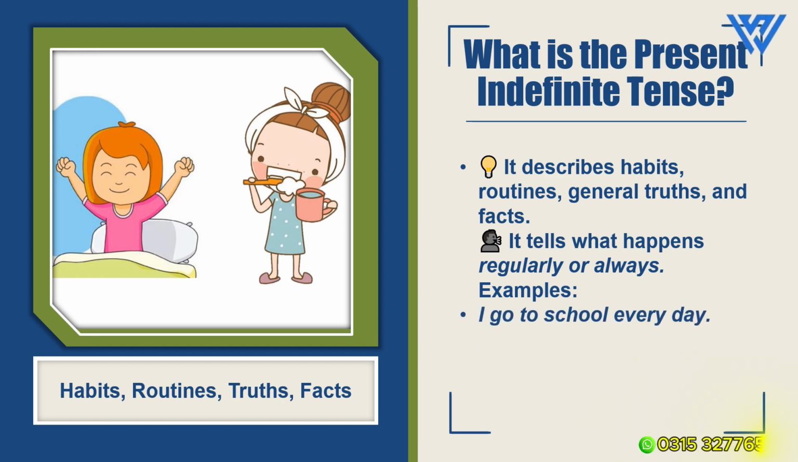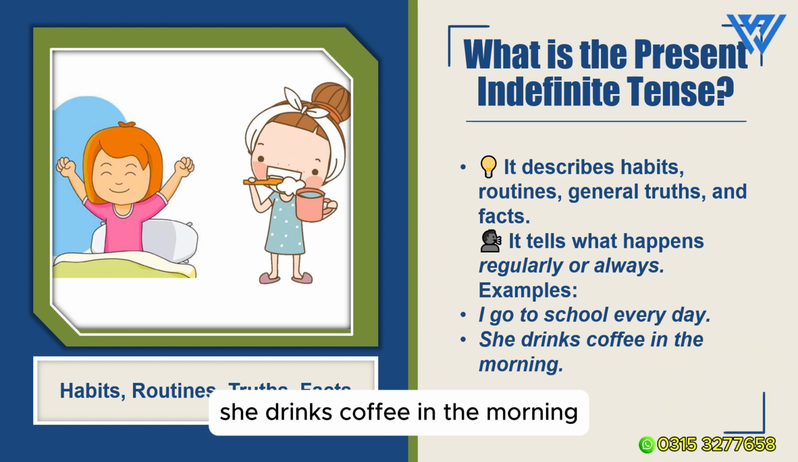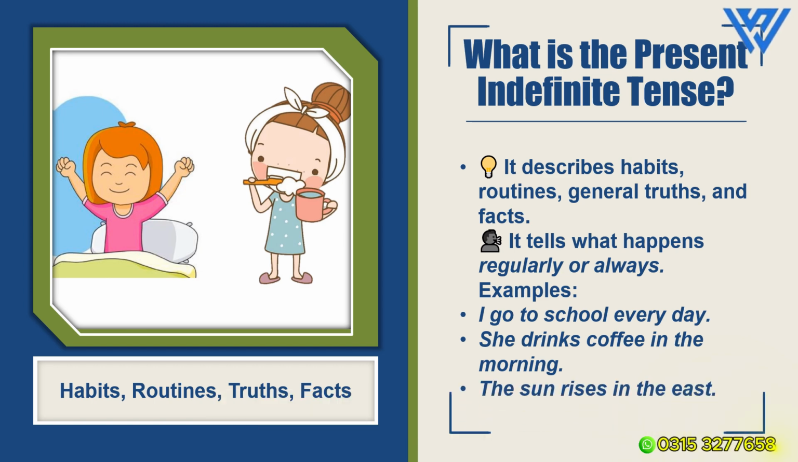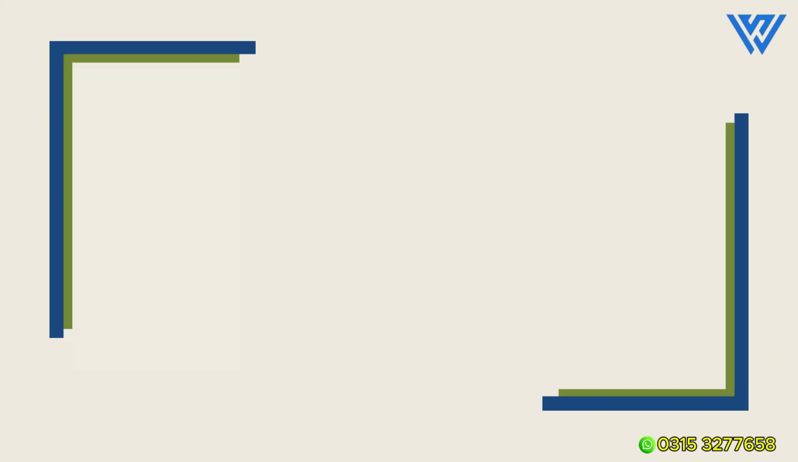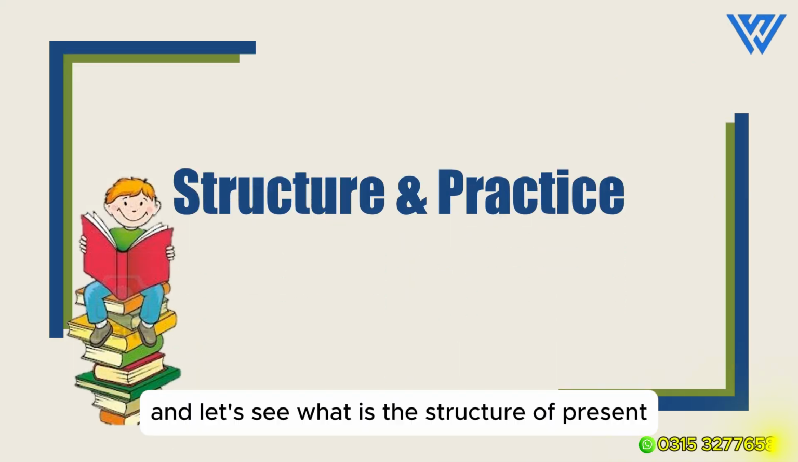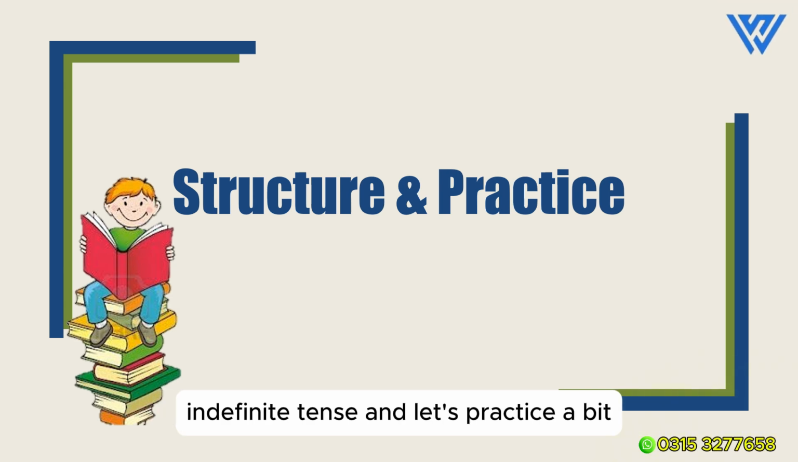For example, I go to school every day. She drinks coffee in the morning. हर रोज की आदत है उसकी. The sun rises in the east. सूरज मशरिक से ही निकलता है. And let's see what is the structure of present indefinite tense, and let's practice a bit.